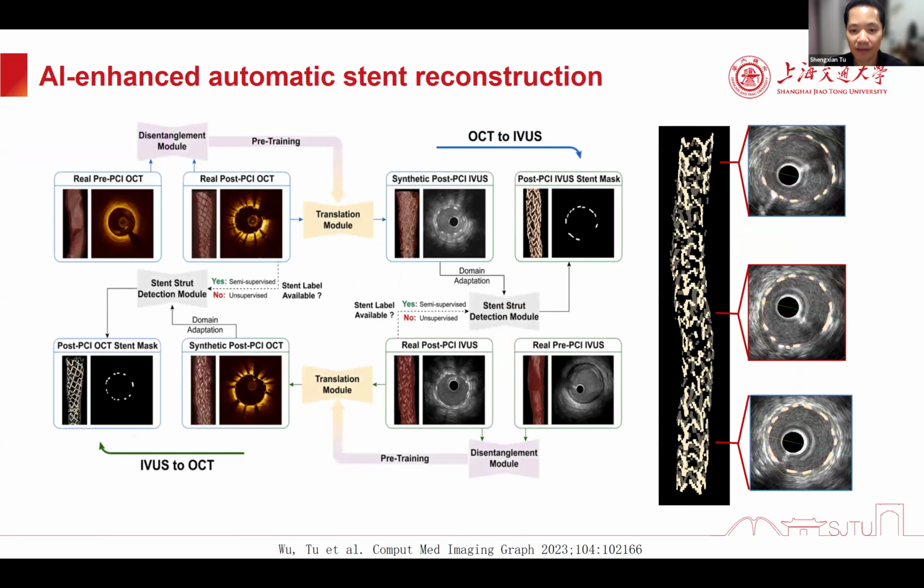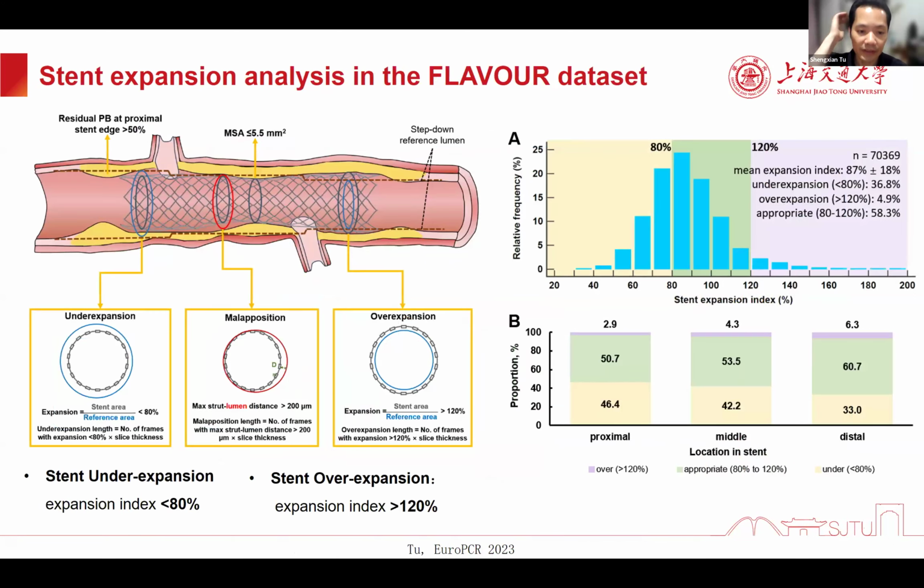In IVUS, we can now also use artificial intelligence to delineate the stent struts automatically and then quantify the stent expansion. I'm not going into detail of the technology, but in the end, if you have a faster pullback speed, nowadays IVUS pullback can be up to 10 millimeters per second, then you can have a more or less continuous 3D visualization with high image acquisition. So with the stent expansion, you can now quantify using the software.